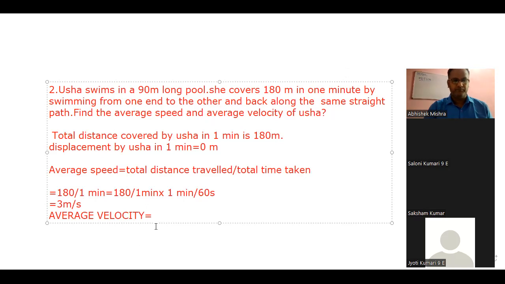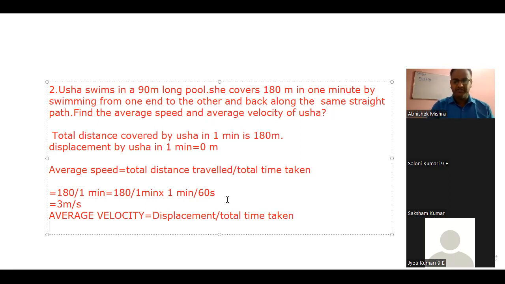Sir, initial velocity plus final velocity by 2. Okay, that accounts to your displacement. Displacement by total time. So we will be saying average velocity is equals to displacement by total time taken.